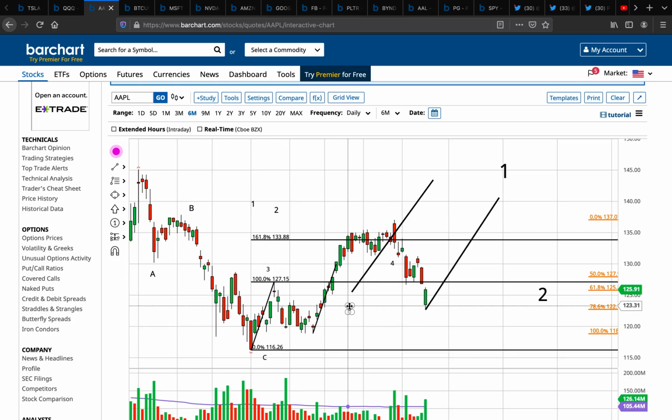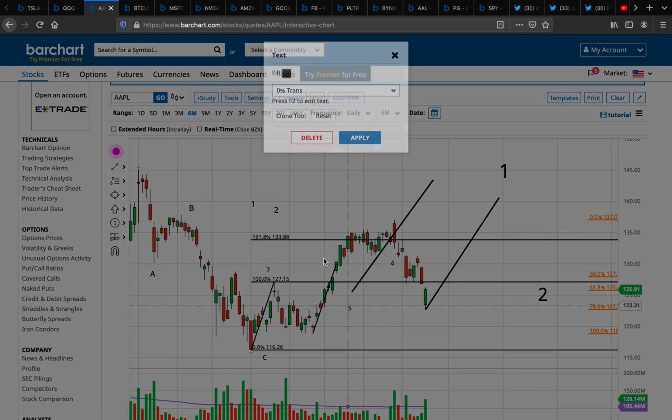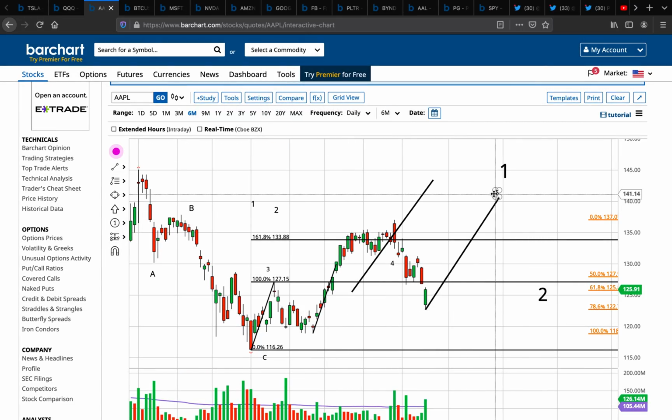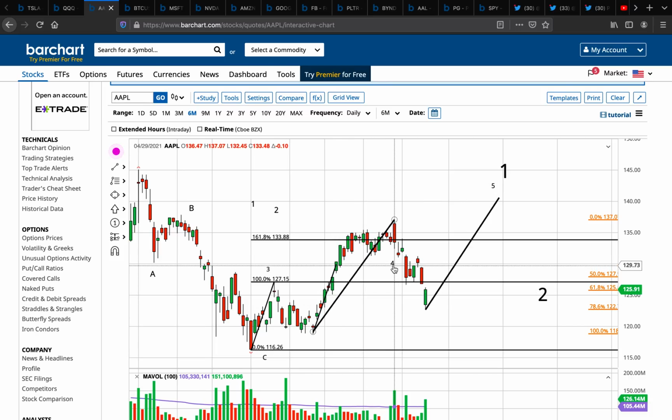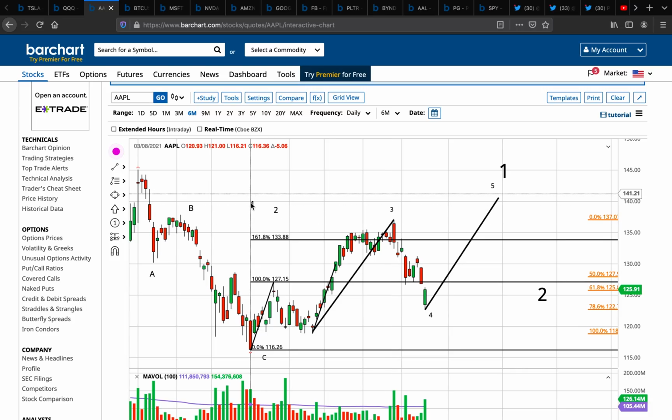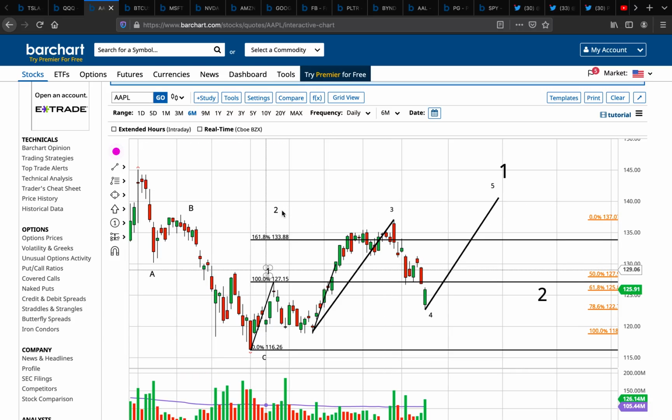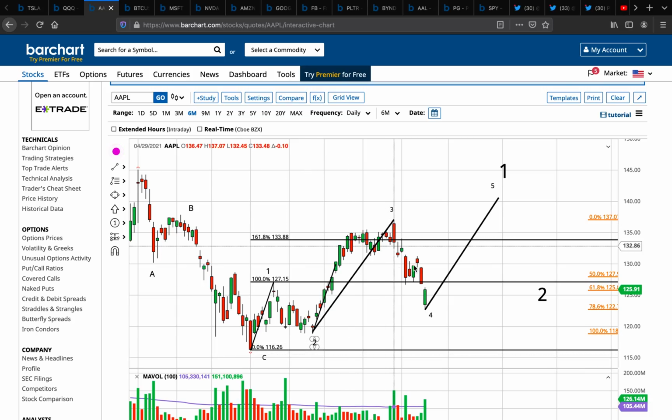What I'm expecting is that Apple will take the length of what is wave 3 in this count, placed at the wave 4 low, and that will take Apple all the way to 140. So here's what I have for Apple, almost identical to QQQ. It goes on a 1, 2, 3, ABC, wave 4, and it's about to go on a 5th wave higher.